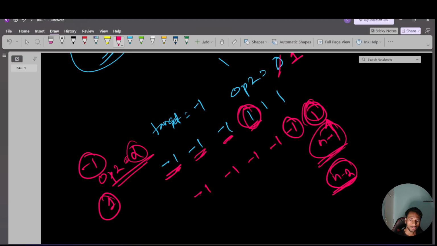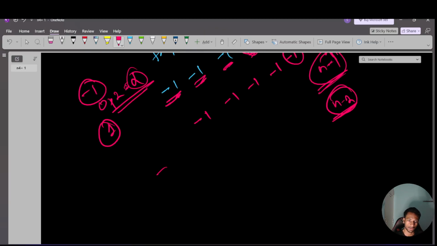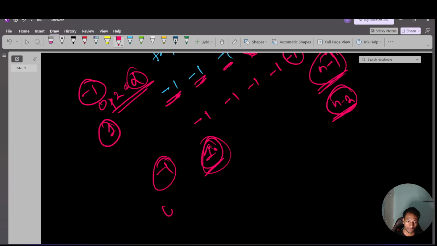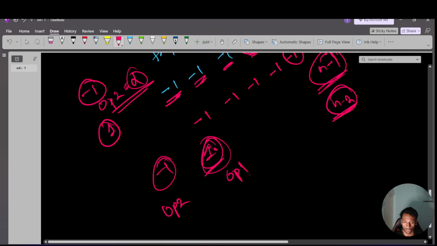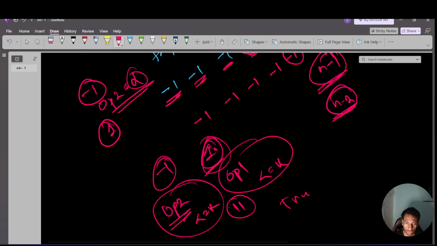So now I have checked all the targets: how many operations are needed to convert to -1, and how many operations are needed to convert all the numbers to 1, correct? Suppose this is operation 2, this is operation 1. I will check whether this is less than or equal to k, and whether this is less than or equal to k. If any one of these is less than or equal to k, I will return true. So I have to take the OR value, correct?